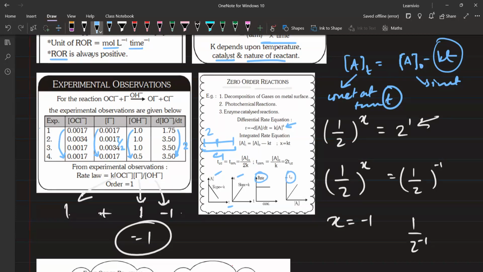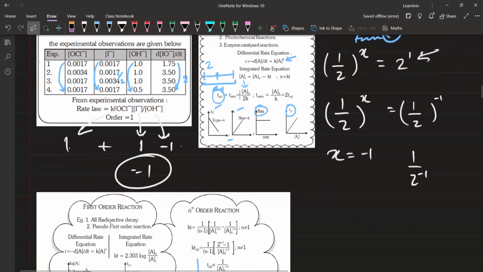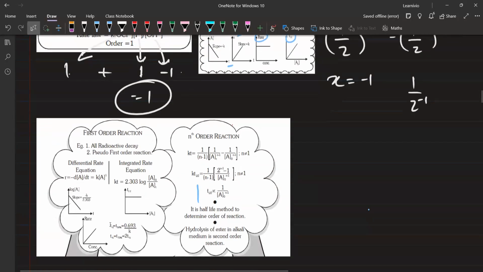If you look at the t half, then t half and A naught are directly proportional. See, t half has A naught in the numerator. So it will be a straight line that is passing through the origin. Next, we have the first order reaction.